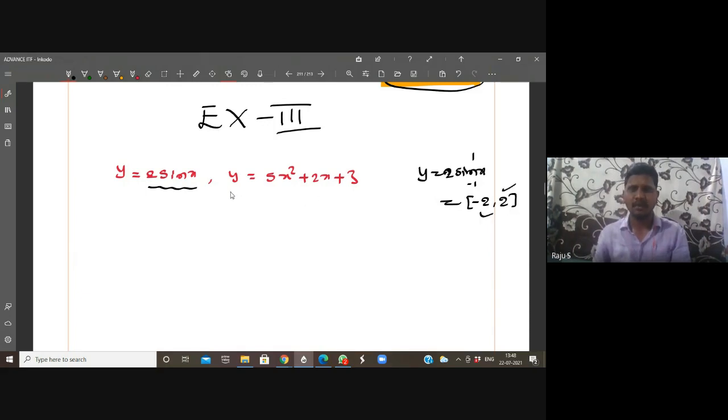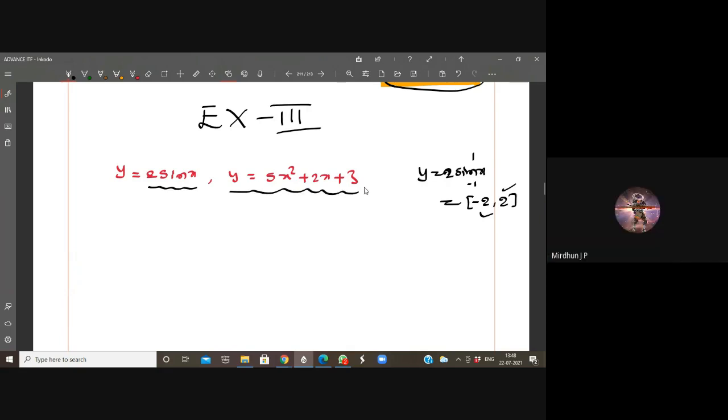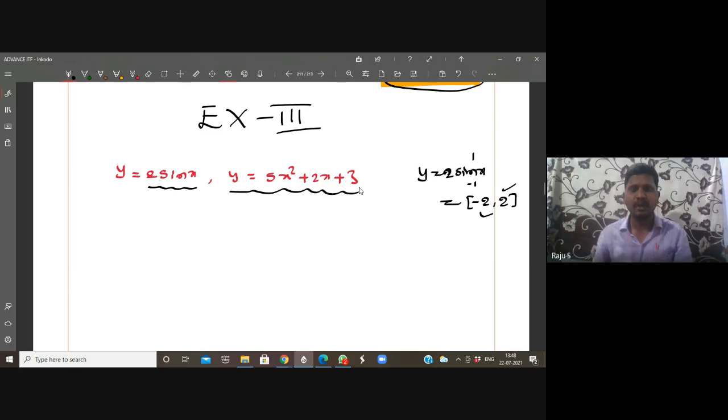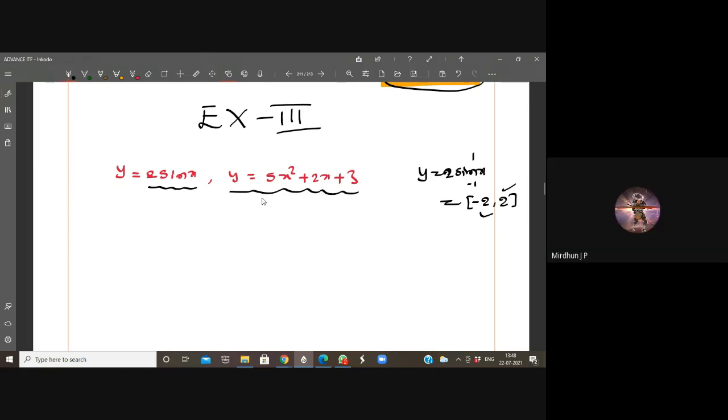In the same way, what about 5x square plus 2x plus 3? We can use the quadratic formula and find the roots. Okay, when you apply the trick, here we found the maximum and minimum value. In the same way, for this quadratic we do not require the solutions. We need to find the minimum value. We can use minus b by 2a.